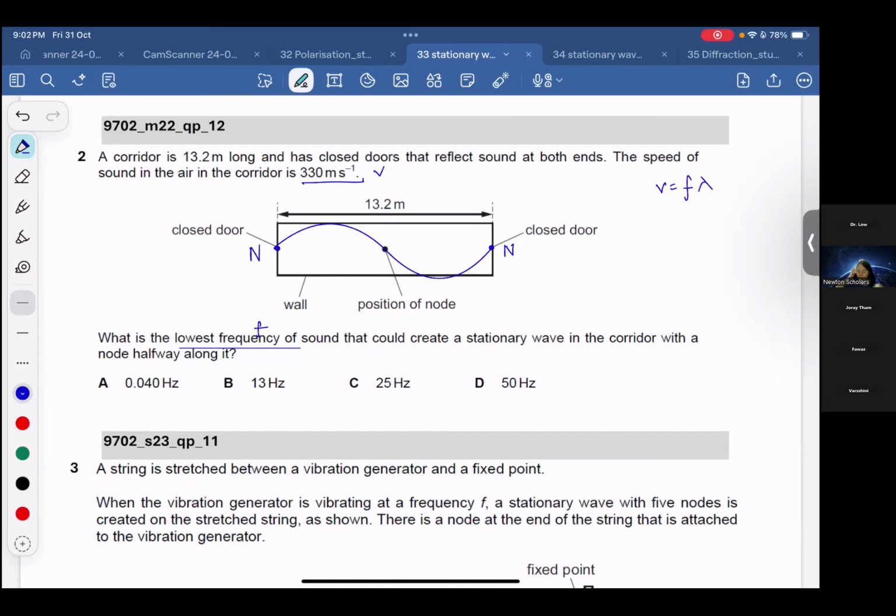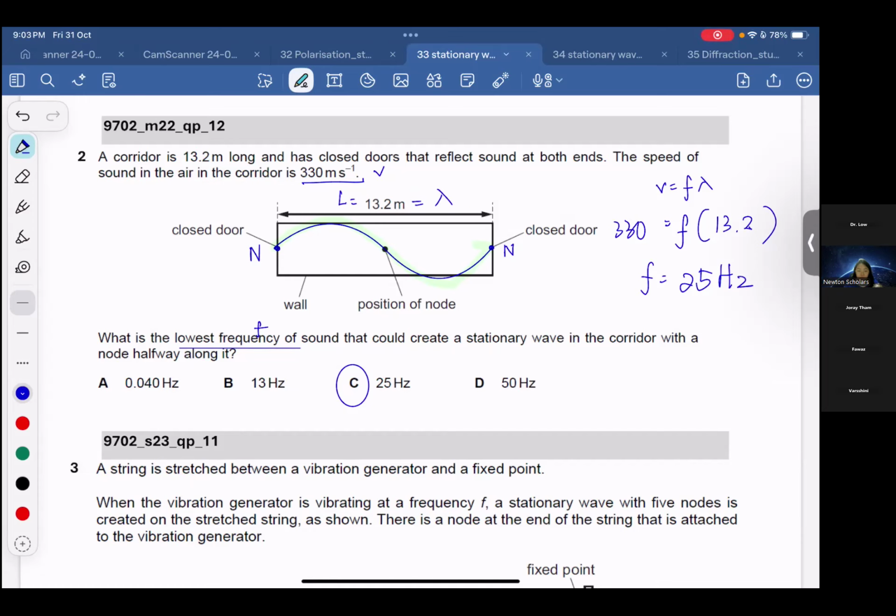Okay, the frequency we don't know. Speed is 330. What is your wavelength? You can get your wavelength from the diagram. This is one complete wave, dear. That means this length is equal to your wavelength. So with 13.2, the frequency should be 25 hertz. The answer should be C, right, dear? Okay, we go to question number 3. Is it okay?